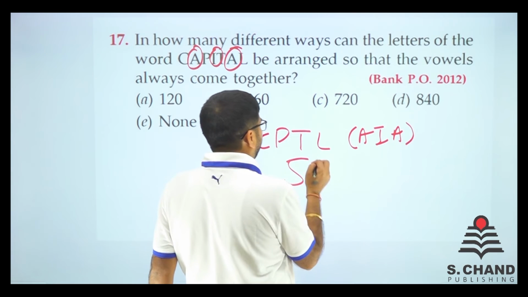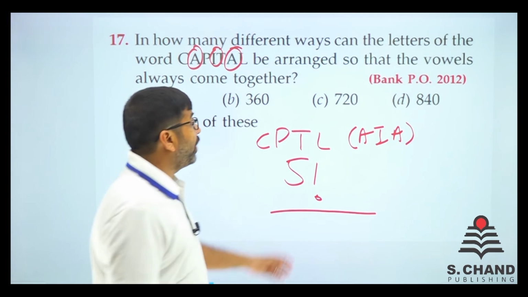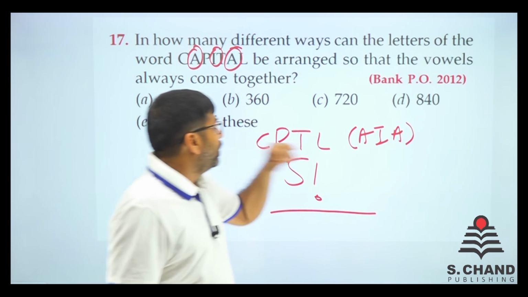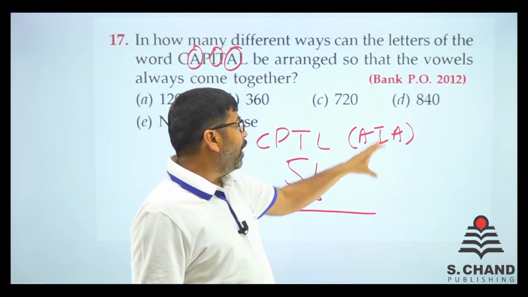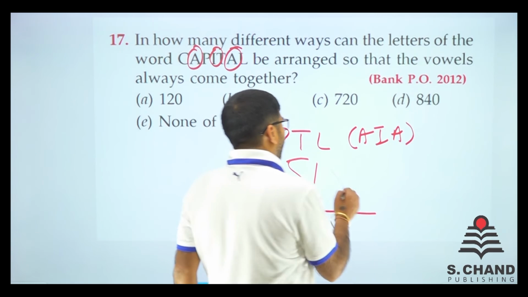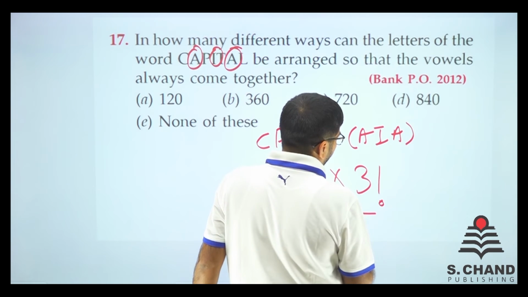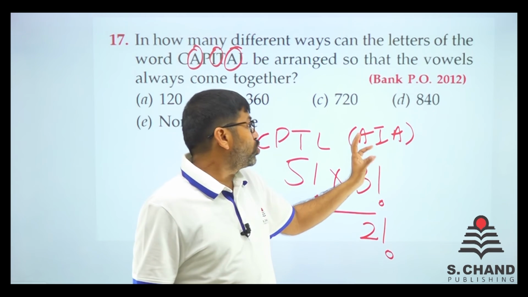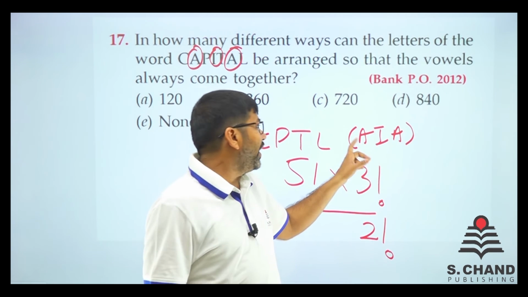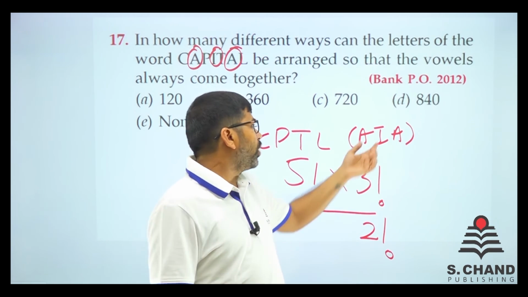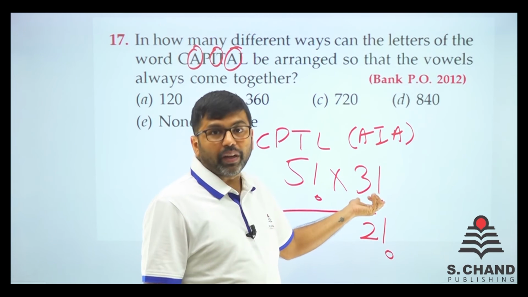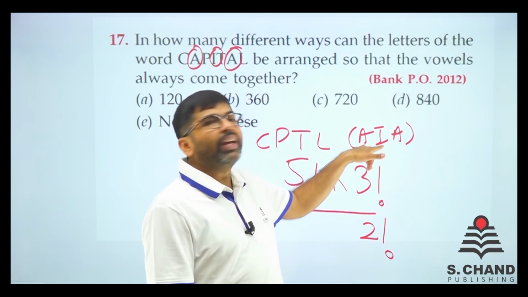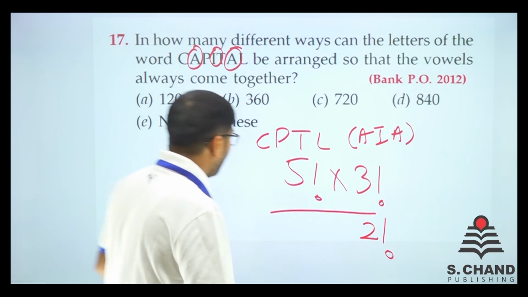So 5 letters is 5 factorial. Now multiplied by this. This is 3 and out of the 3, 2 are same. So into 3 factorial divide by 2 factorial. Why 2 factorial? Because 2 are same. So if I need to arrange these 3 in different ways, what I'll do is I'll put the number of factorials and divide by those which are alike. If you remember how many are alike, just divide by that. So simplify this.